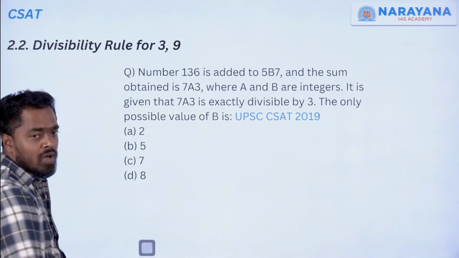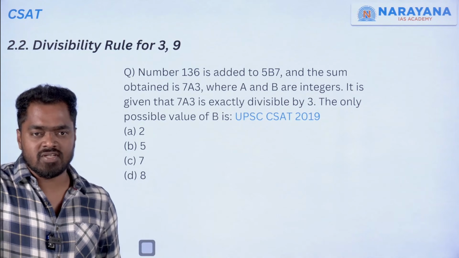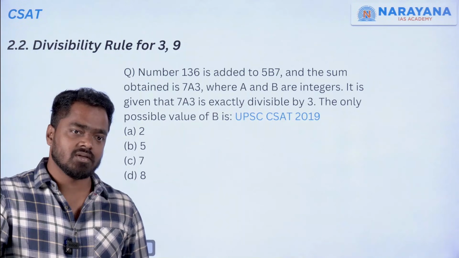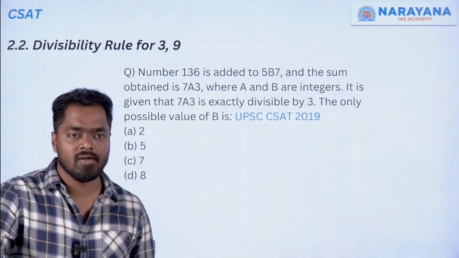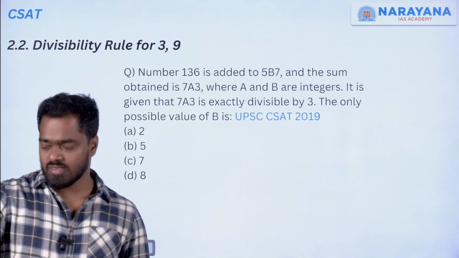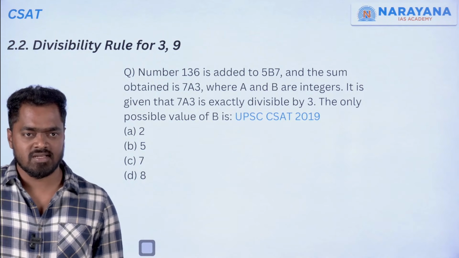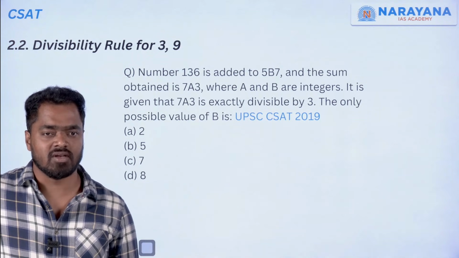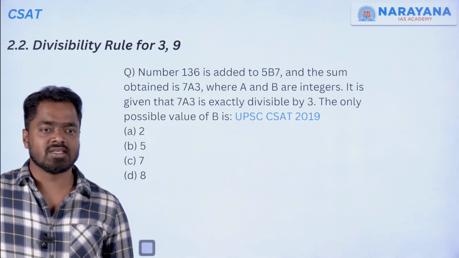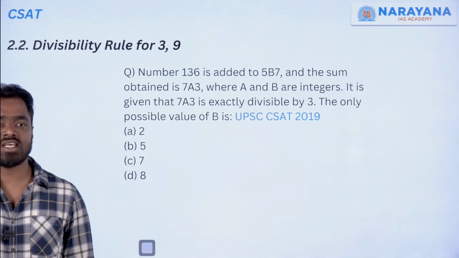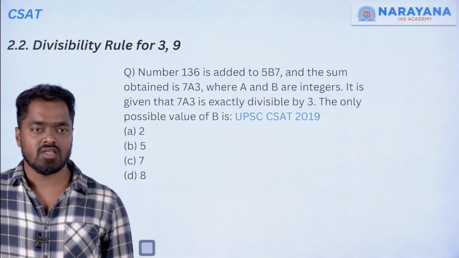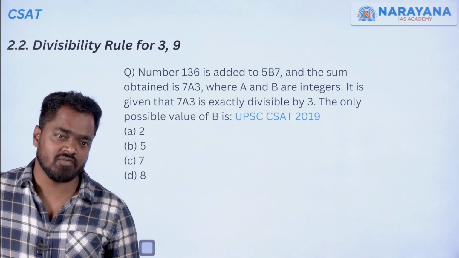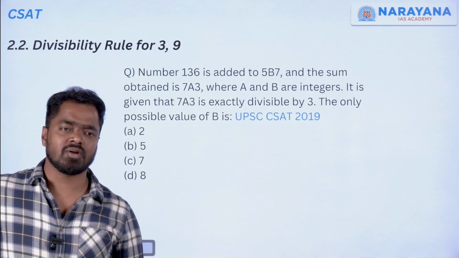Now, one more. The question was asked in CSAT 2019 paper. Again, the divisibility rule for 3. So the question reads, number 136 is added to 5b7 and the sum obtained is 7a3, which is exactly divisible by 3. The only possible value of b is. So 4 options given.